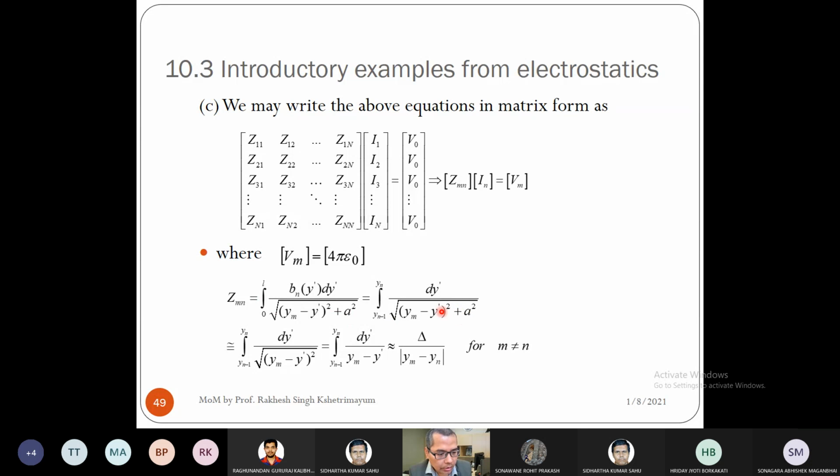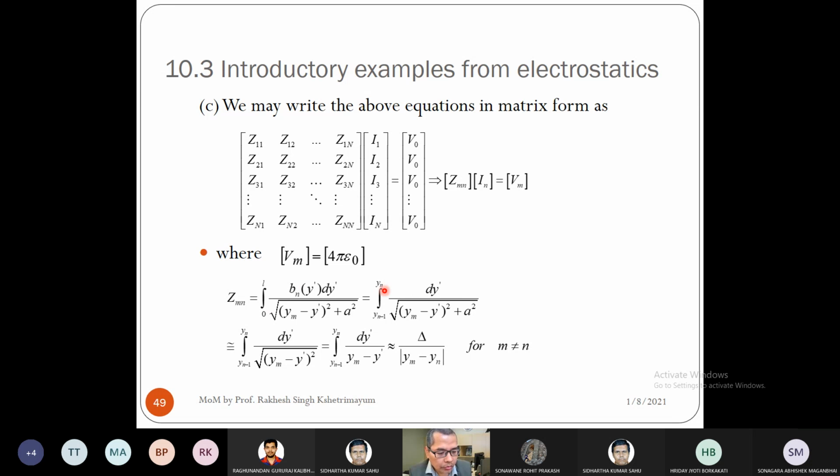Then our integration simplifies. One more thing: when I do the integration from 0 to L, B_n has a value of 1 in the interval y_(n-1) to y_n. Outside that interval it is 0. That's the property of the pulse function we are using as a basis function. So the integration will now be from y_(n-1) to y_n, where B_n has a value of 1 in that portion, and outside that portion it is 0.